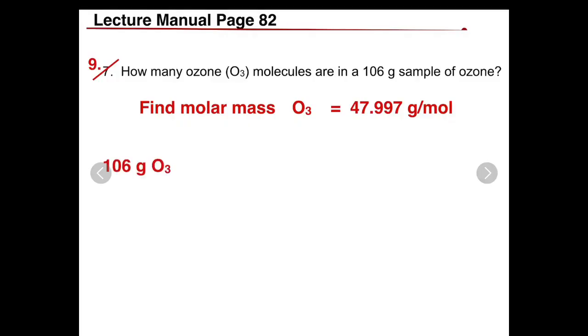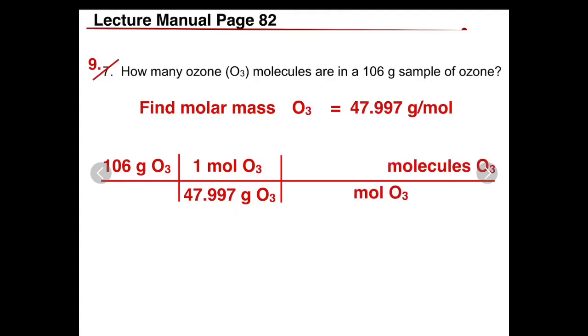So in this case, you are going to start with 106 grams of ozone, right? If you add 3 oxygen together, this is what the grams per mole would be. And you are going to convert this by using the molar mass that we just calculated. So grams would cancel out. Eventually, you're going to get moles of ozone as the unit.